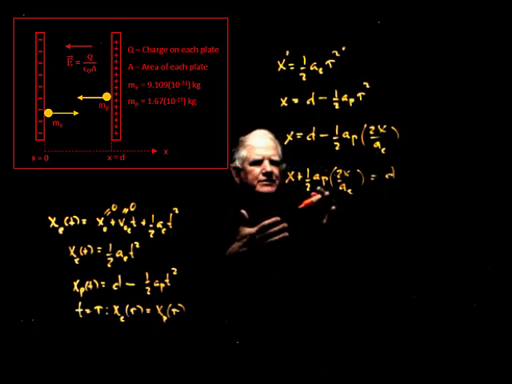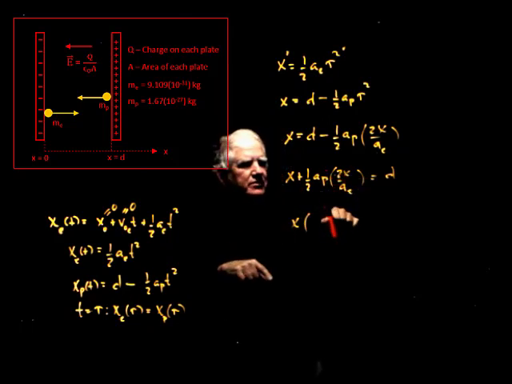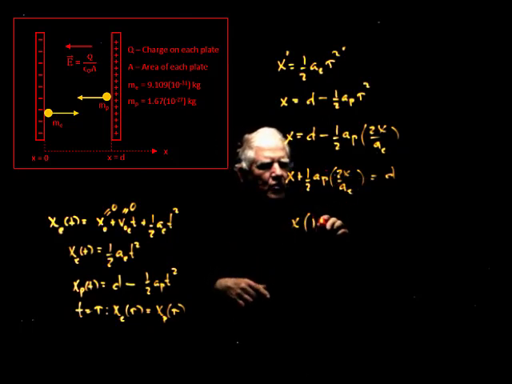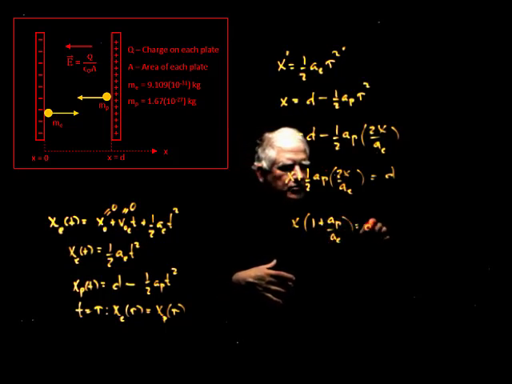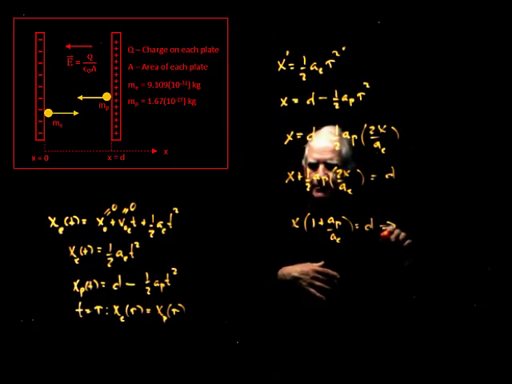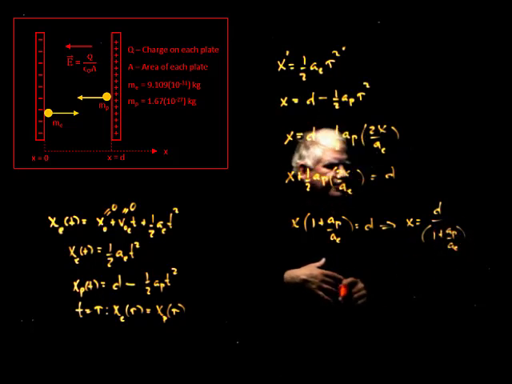If I factor out this x, these two twos are going to cancel themselves, and you're going to end up with 1 plus a sub p all over a sub e is equal to d. And so, if that's the case, x is going to be equal to d divided by 1 plus a sub p all over a sub e. Okay?